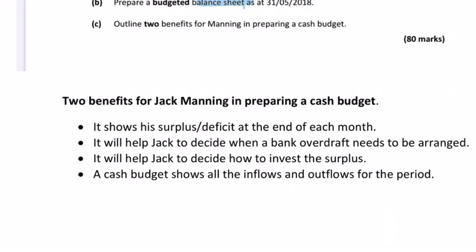A cash budget also shows all the inflows and outflows for the period. So if you had 3 answers there for that, that would be sufficient to get your 5 marks. And that is that question. It's 80 marks, and I think it's a very achievable question at ordinary level.